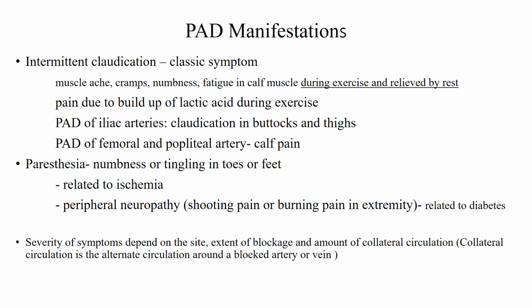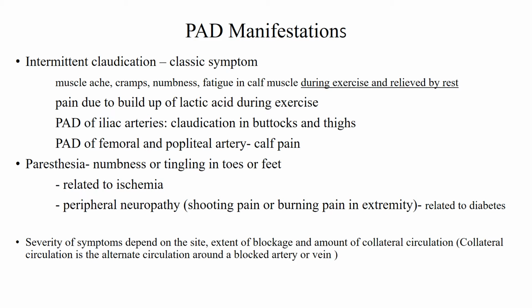A classic manifestation or a classic symptom of peripheral artery disease is intermittent claudication. So claudication means there is pain during exercise and relieved by rest. The pain is due to the buildup of lactic acid during exercise. So how does this happen? When a patient is exercising and when there is not enough oxygen to produce energy during exercise, lactic acid builds up in the muscles. So a remedy for this, you might have heard this, they always say that you hydrate yourself so you can get rid of the lactic acid, and you warm up before exercise.